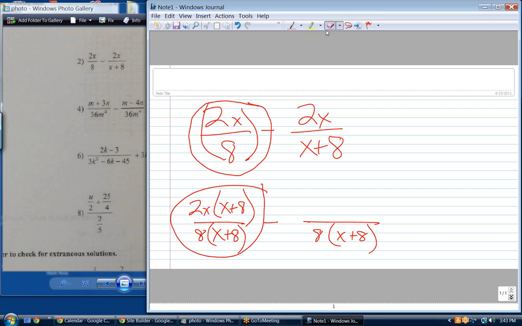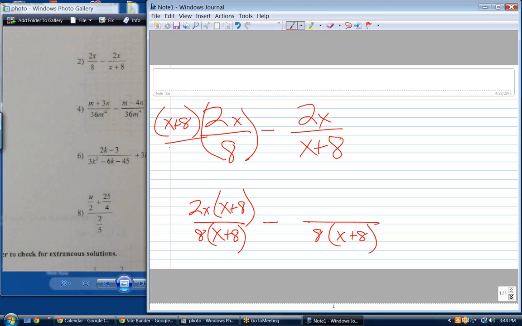By multiplying top and bottom by x plus 8. This is always the same process. Whenever you multiply, add or subtract fractions, you find a common denominator, and to find the new numerator, you have to figure out what you did to that fraction to give it that denominator.